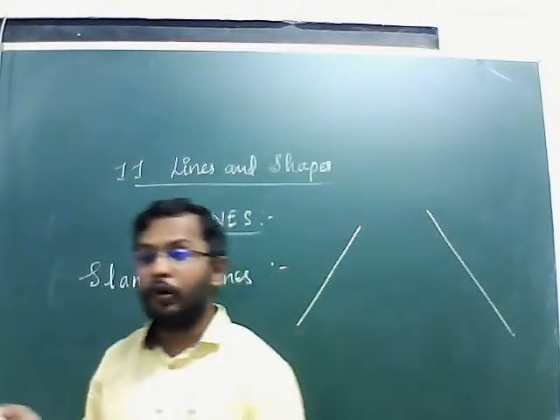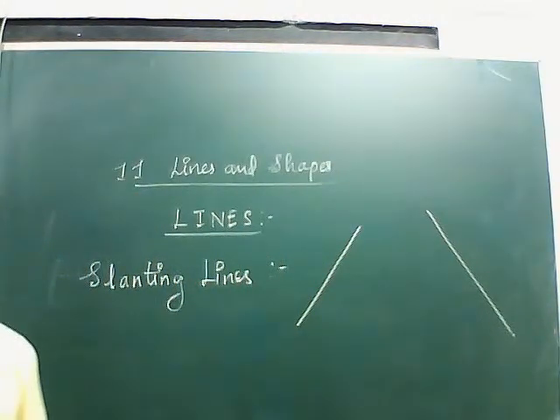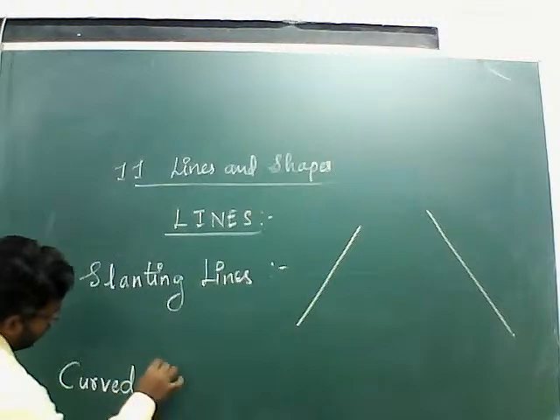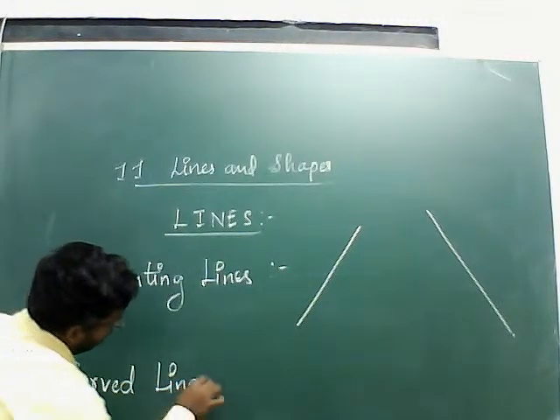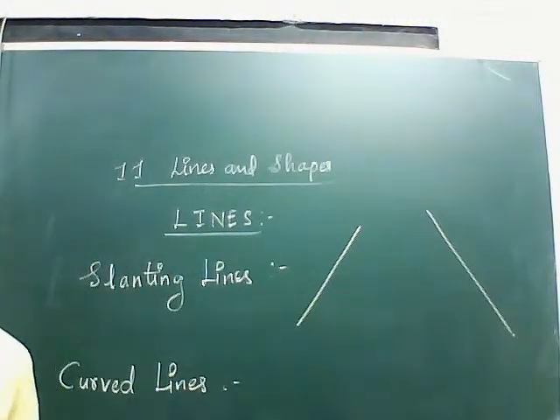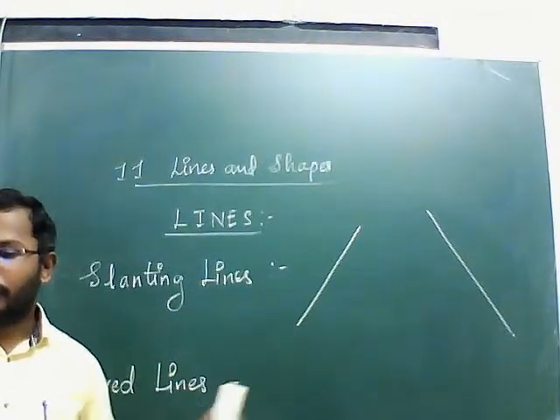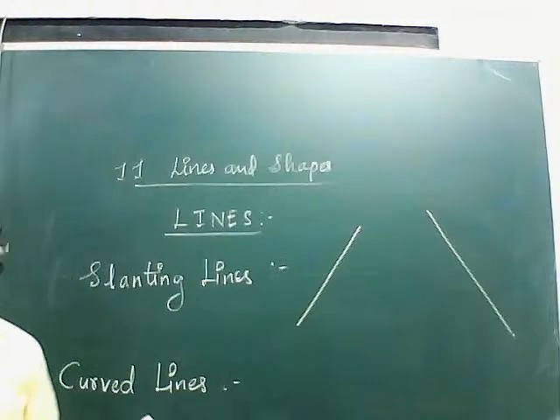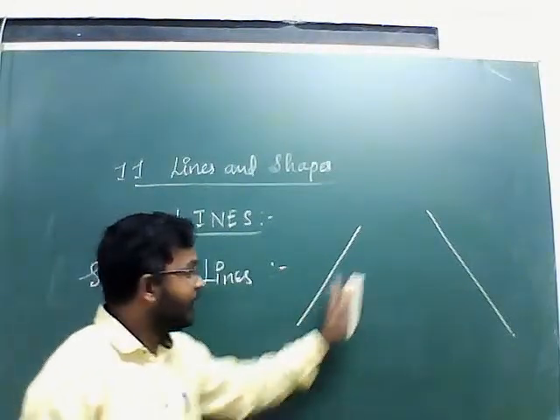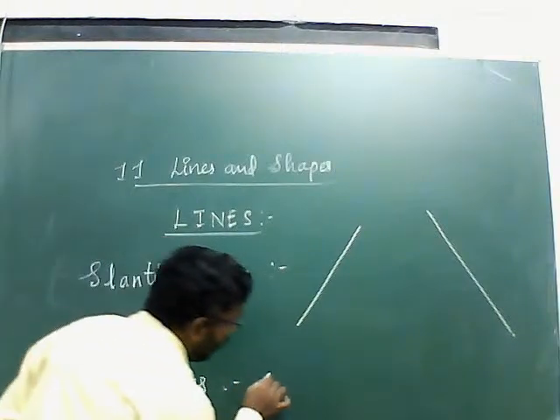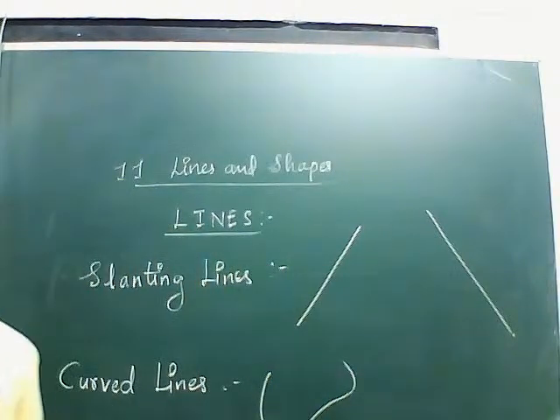Okay, so after this slanting line, next we are having curved line. Curved lines means already you have seen horizontal lines, vertical lines and slanting lines. इन तीनों में क्या था? हमारा लाइन स्ट्रेट है, but in curved lines it will not be straight. So it is an example of curved lines.